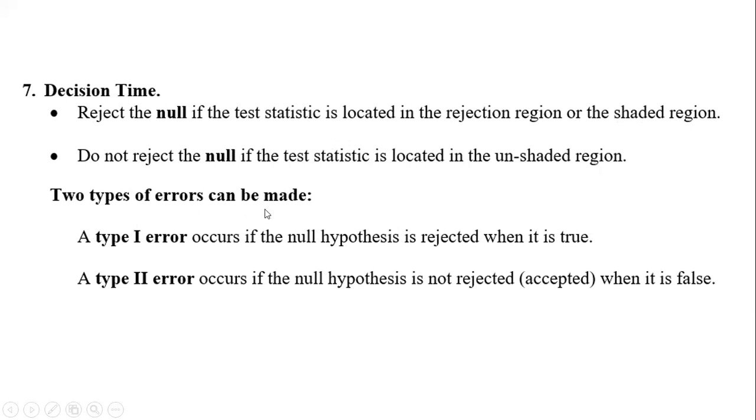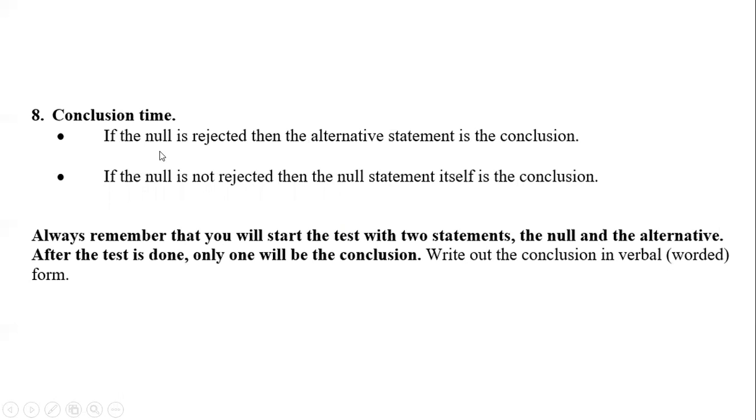There are two types of errors that can be made. A type 1 error occurs if the null hypothesis is rejected when it is true, and a type 2 error occurs if the null hypothesis is not rejected when it is false. And the 8th step, step number 8, conclusion time. If the null is rejected, then the alternative statement is the conclusion. If the null is not rejected, then the null statement itself is the conclusion. Always remember that you will start the test with two statements, the null and the alternative. After the test is done, only one will be the conclusion. Write out the conclusion in worded form. So these are the 8 steps for the classical approach of hypothesis testing.